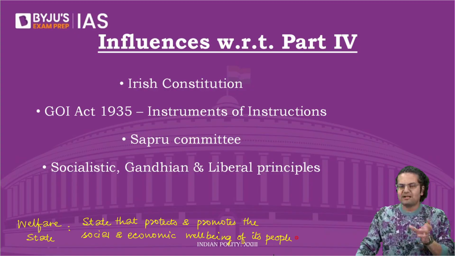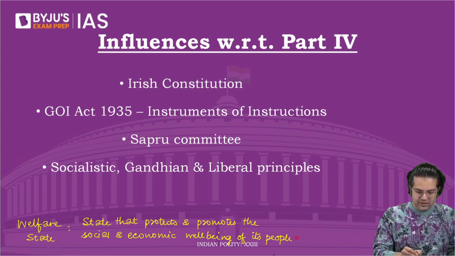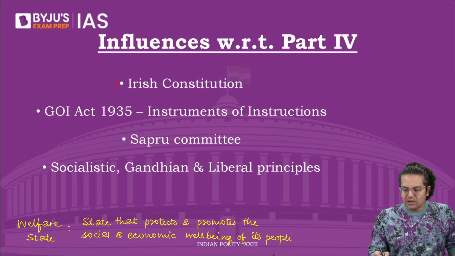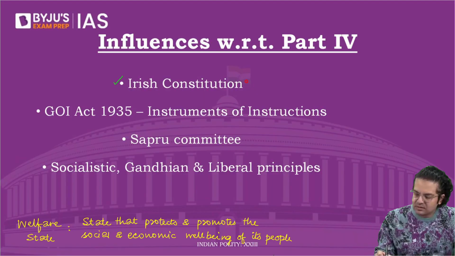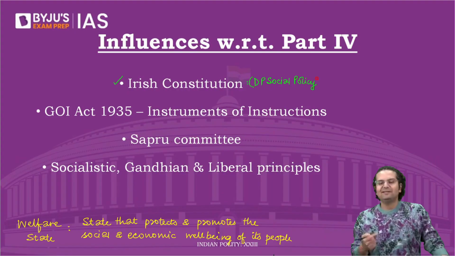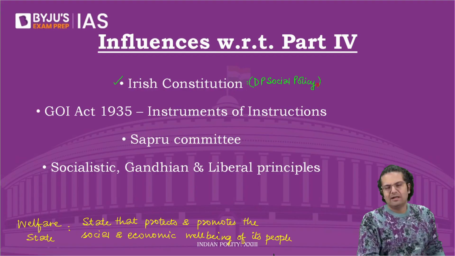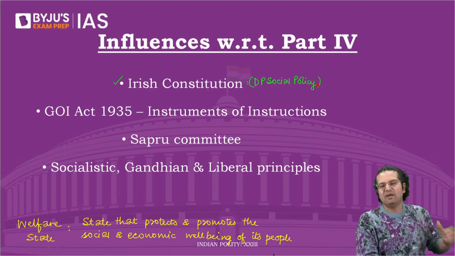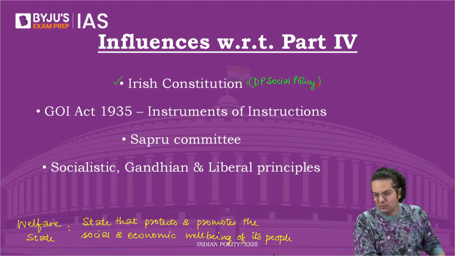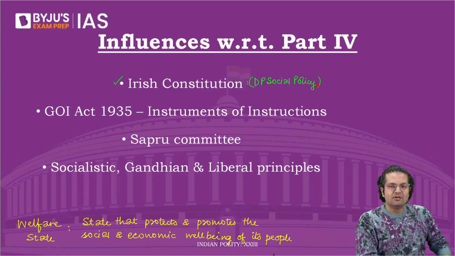And this Part 4 draws influence from the Irish constitution. In the Irish constitution, they also have a DPSP. They call it Directive Principles of Social Policy. We call it Directive Principles of State Policy. And this is their Article 45, which talks about the idea of welfare, equal pay for equal work, reducing the concentration of wealth, and so on and so forth. Exact same concepts.